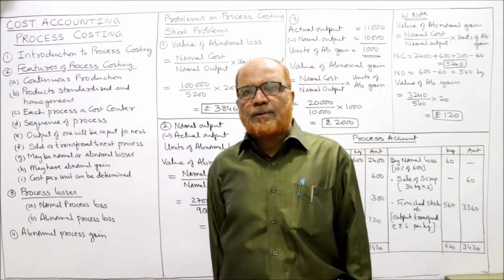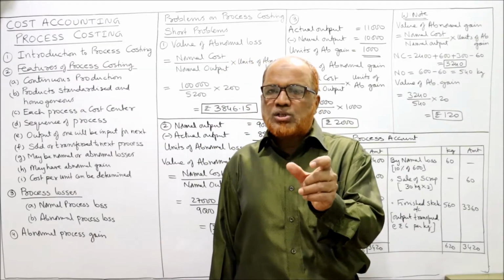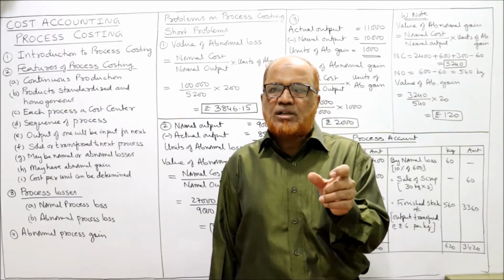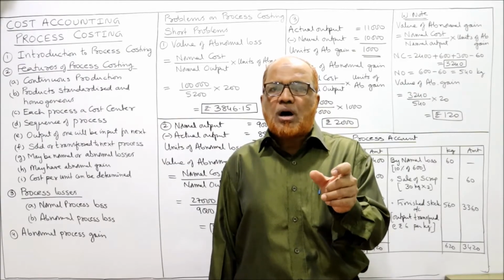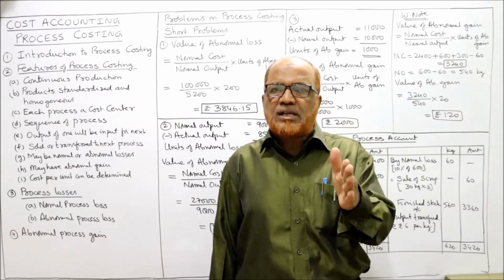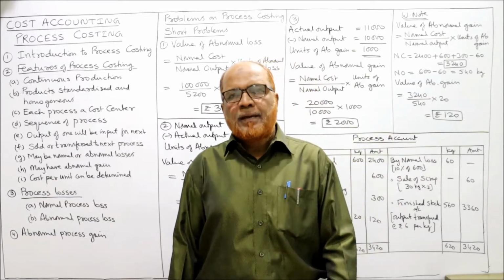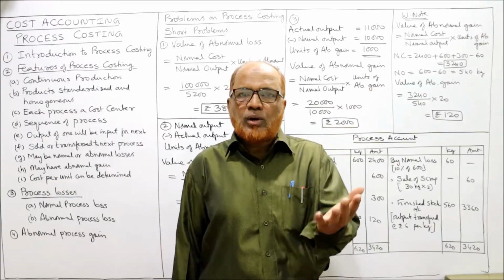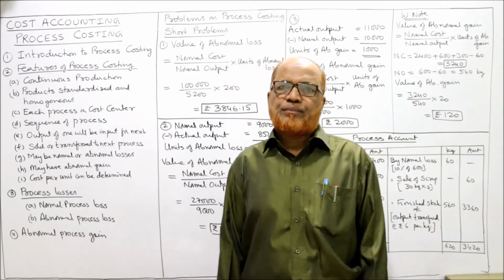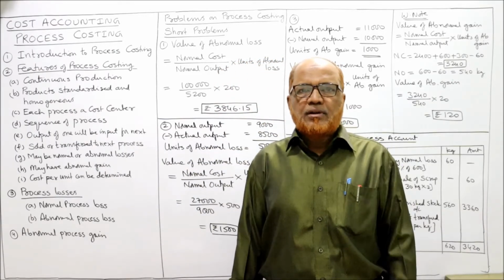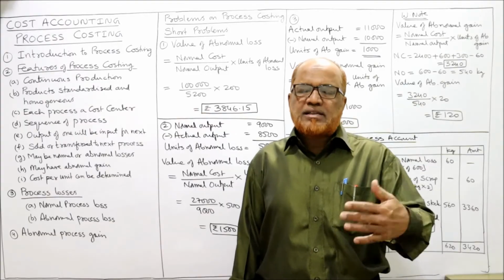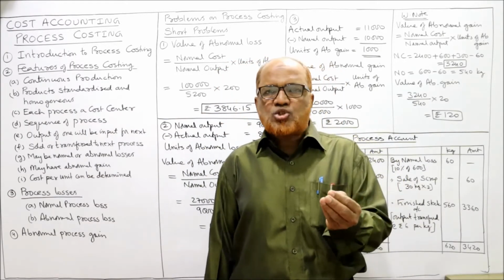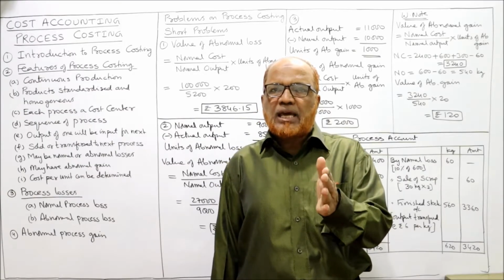Now process costing. It is a method of costing which is applied in those manufacturing concerns where goods are produced in different stages of production. The finished product will be passed through different stages, and only then will we get the finished product. A simple example I'll give you is the sugar industry. In the sugar industry, the main raw material is sugar cane.